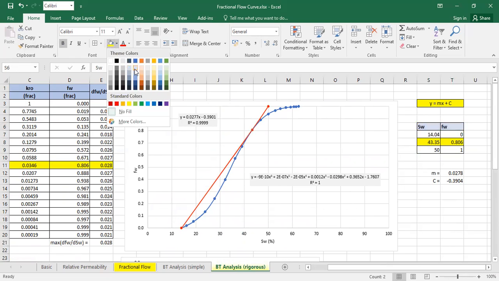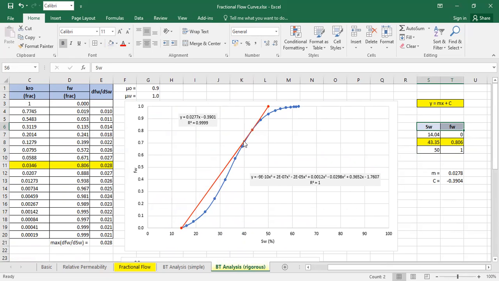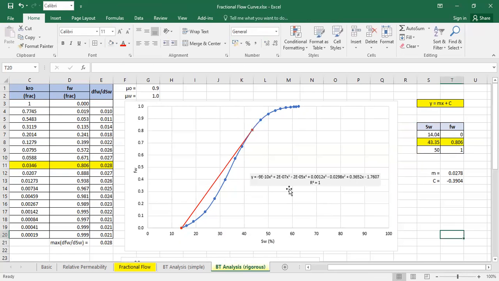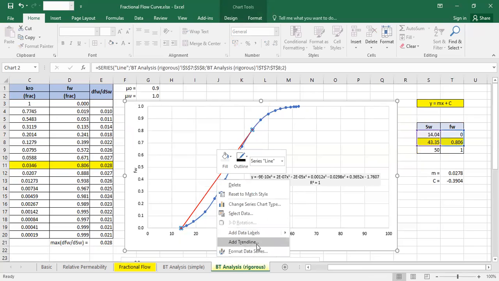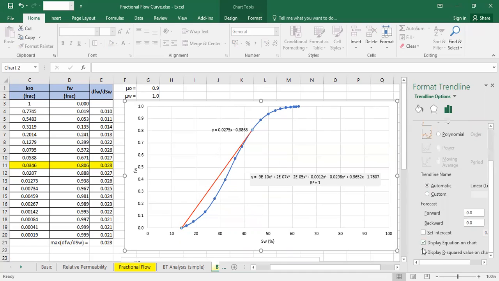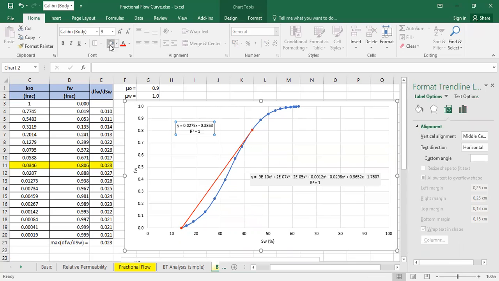Okay, it's raining outside. And I will correct my line. I will delete it first so that it's like this. Okay, so I have the correct straight line. I have the correct tangent line. Okay, and we can also show the equation at trend line. Okay, it's linear. Show the display equation on chart and R square. Of course, the R square is 1.